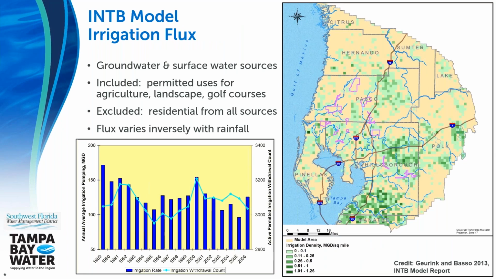Irrigation fluxes are also included in the model, accounting for groundwater and surface water sources. The density of irrigation fluxes is shown in the map, with the highest densities in the darker greens. Irrigation fluxes in the model are included for permitted uses of agriculture, landscape, and golf course. The model does not include irrigation for residential sources from potable.